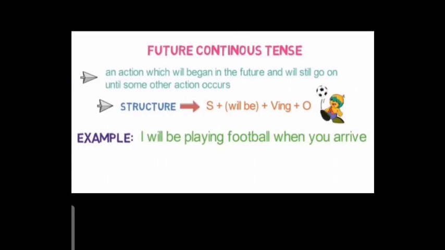Let's look into the next tense. Future continuous tense. It refers to an action which will begin in the future and will still go on until some other action occurs. The structure of the sentence is subject plus will be plus verb's ing form plus object. For example, I will be playing football when you arrive. Here I am predicting a future action, for playing will be going on until some other action occurs.